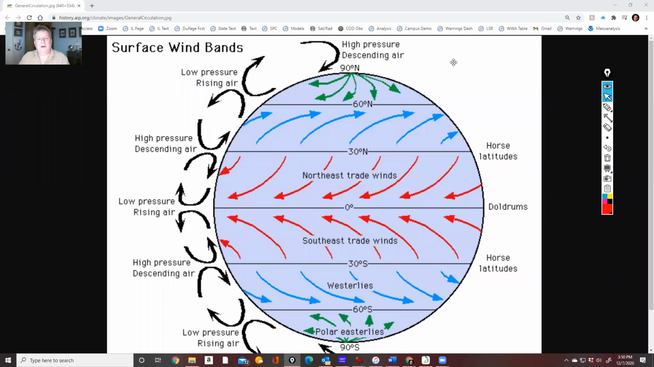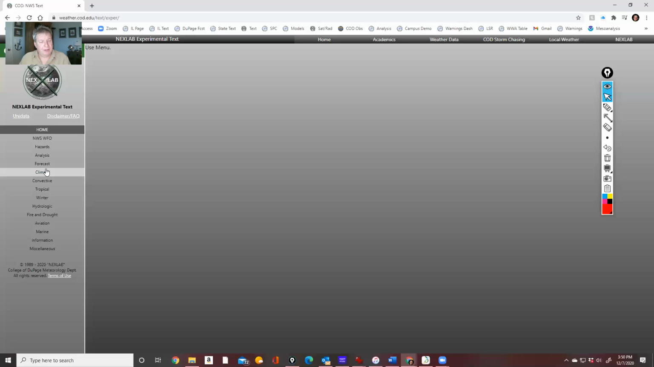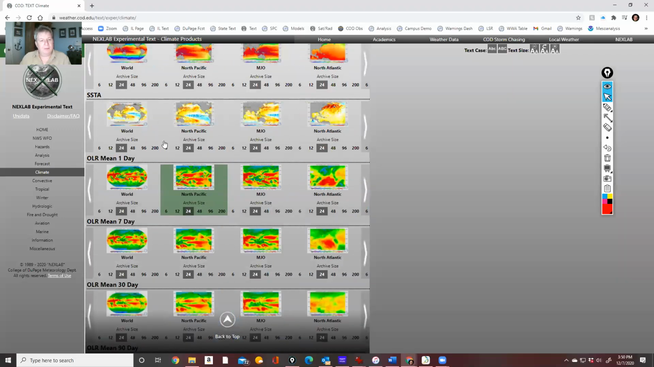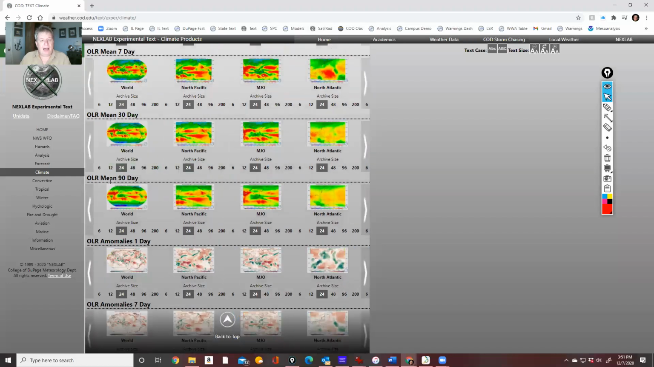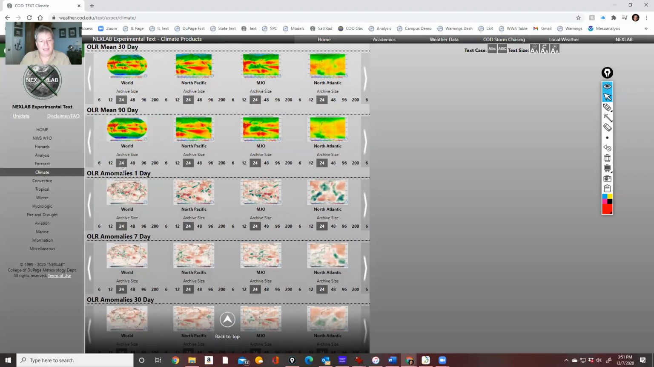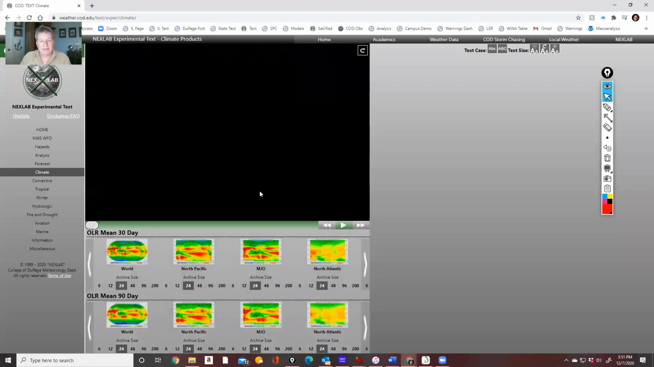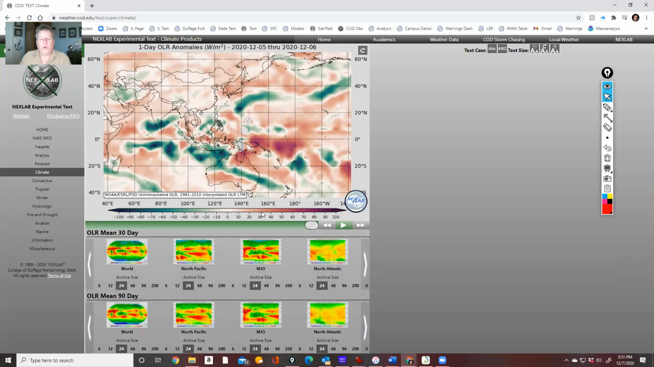So I'm going to go over here to our website and I'm going to look at something over here, climate. And we've already taken a look at some of these with SSTs, but now we have outgoing long wave radiation. And if I look at them in this sector over here, the warmer temperatures are positive anomalies. And if it's positive anomalies, it means there's not as much rain as normal. So over here, what this is saying, and it's brown because it's drier than normal. If it's green, it's wetter than normal.